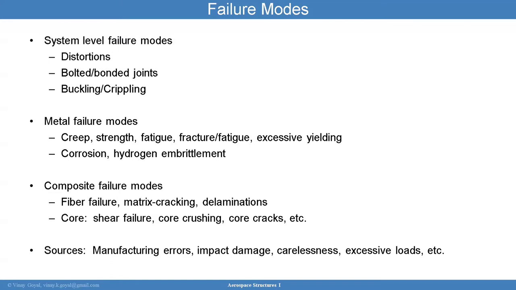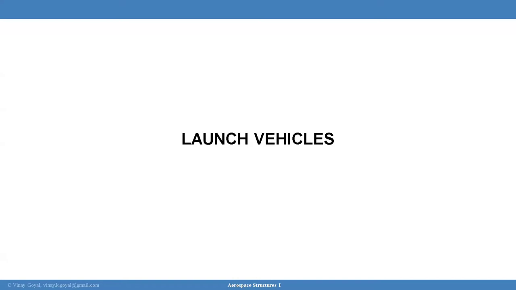Because what we want to do is protect these structures against these failure modes, and you can't do that if you don't know what the failure modes are and you don't know what the parts are supposed to do. So let's cover first, what are the parts in a launch vehicle?